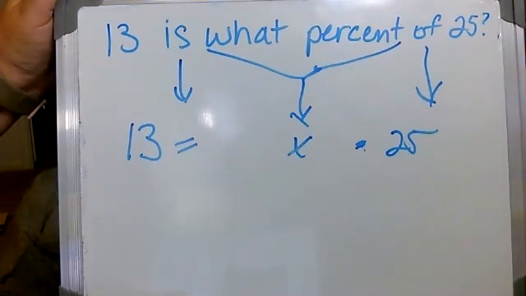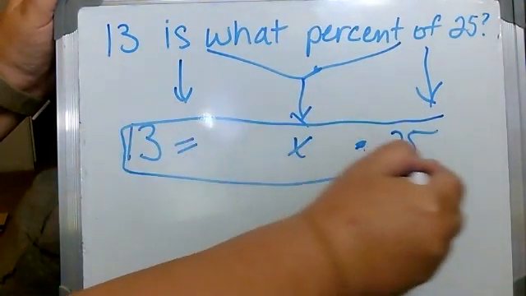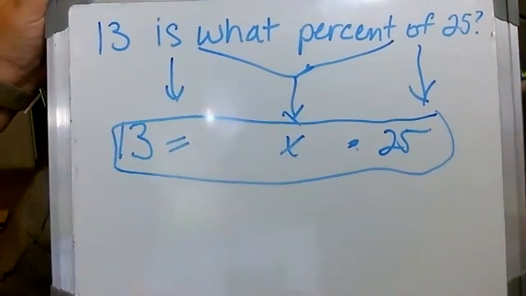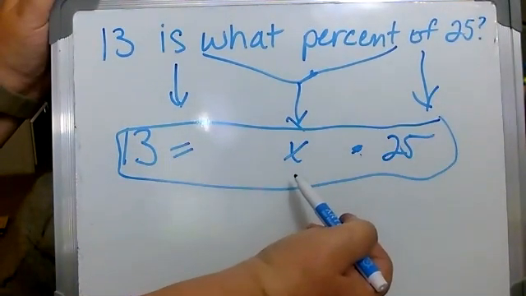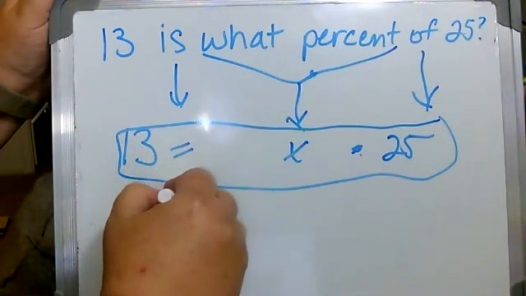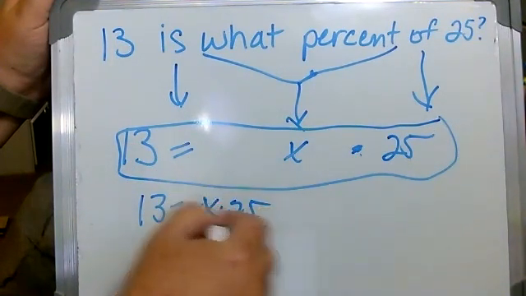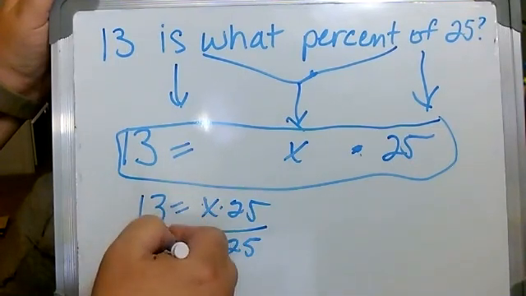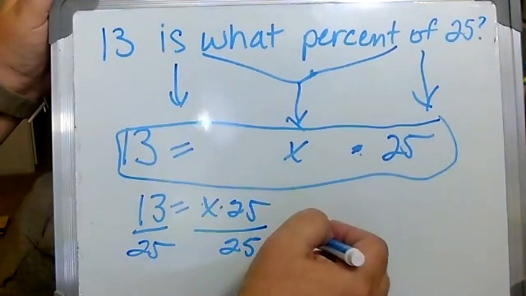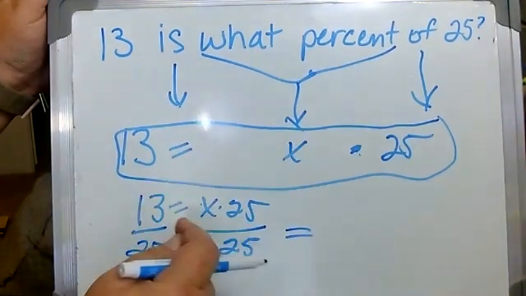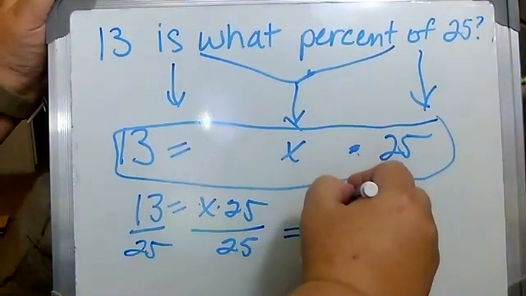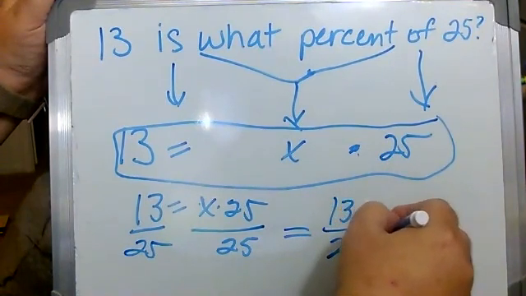Okay, so now what we have to do is work out this problem the same as we would any other problem where we have to find the value of x. Now the thing is, because we have the x in the middle of a multiplication problem, we have to actually divide it away. Divide this 25 out. So we're going to put 13 equals x times 25. I'm going to put both of these numbers divided by 25 by way of a fraction. So then we get 13 divided by 25 equals x.